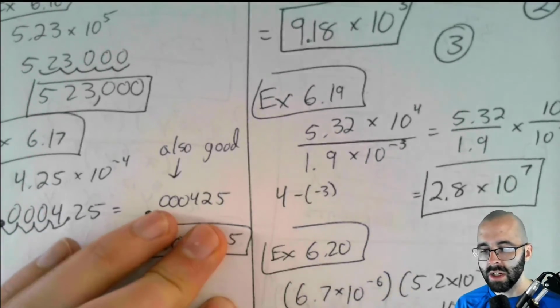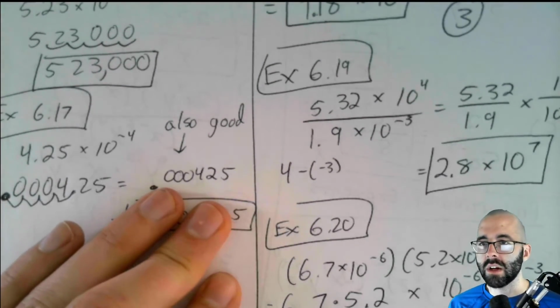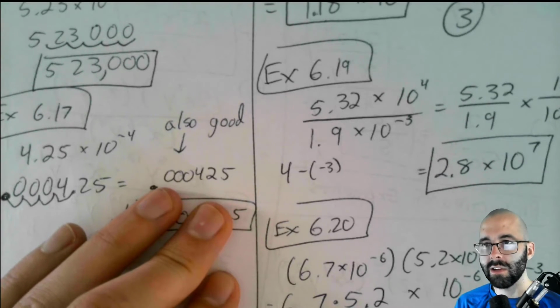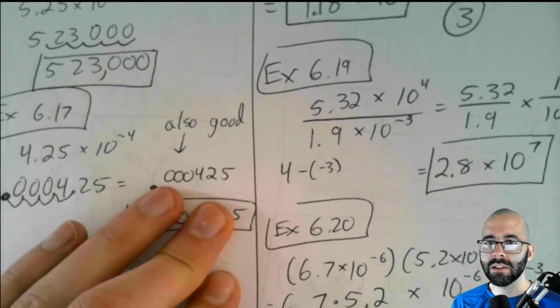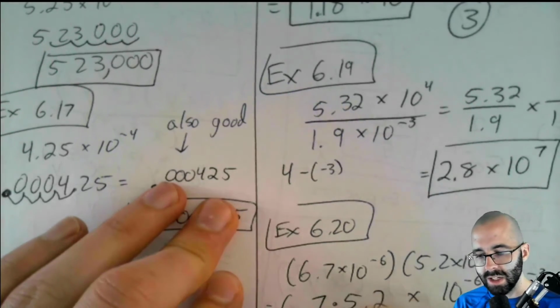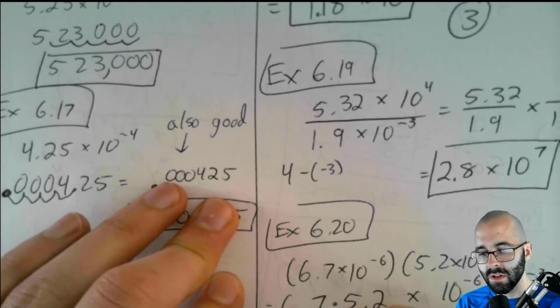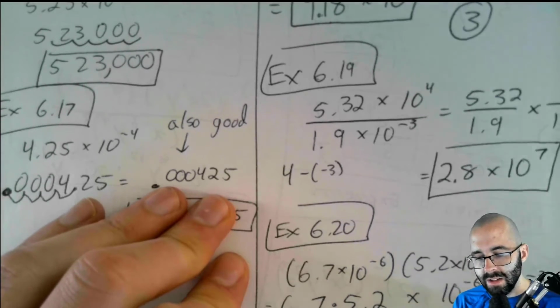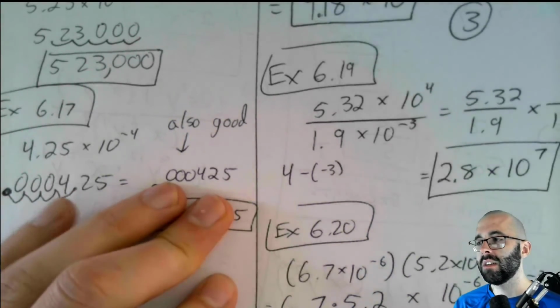Just like before, we're going to use a calculator again and say, all right, calculator, what is 6.7 times 5.2? And your calculator says, why, that's 34.84. And then add the exponents together and we get 10 to the negative 9.